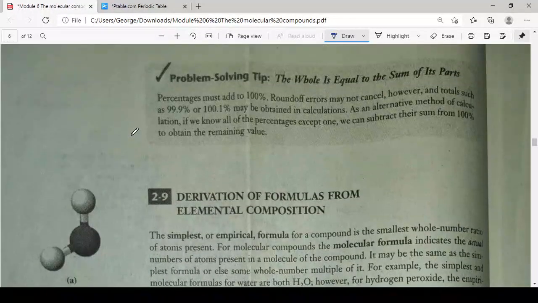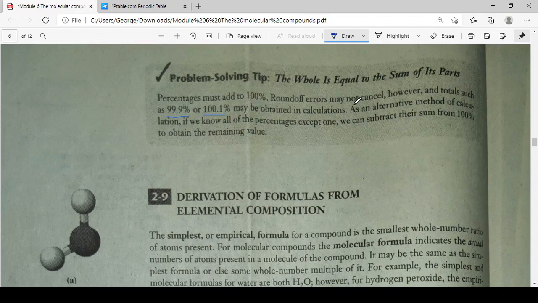So, a problem solving tip for us. Percentages must add to 100%. Round-off errors may not cancel. However, totals such as 99.9% or 100.1% may be obtained in calculations. Again, if it is 99.9% or 100.1%, it is still considered correct, as long as it does not go far over the averages.